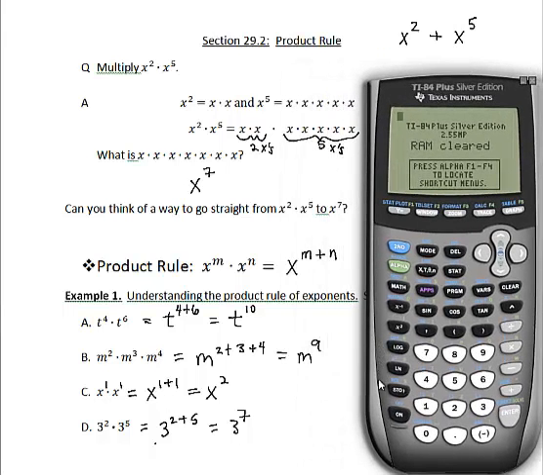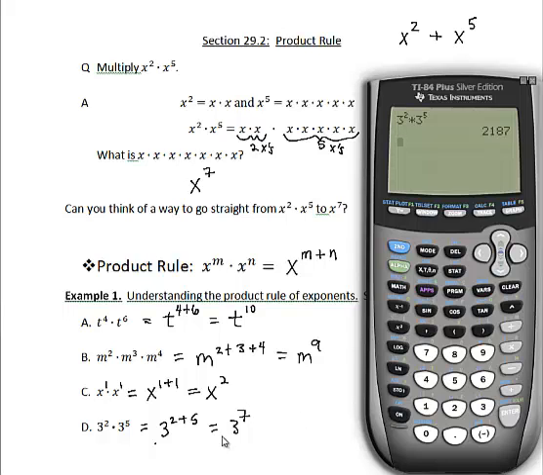If we bring up our calculator and we calculate 3 squared times 3 to the 5th, we could write it this way, the way it was given in the workbook. We get a pretty big number, 2,187, and we can compare that to just a single 3 raised to the 7th power, and we get the same result, 2,187. So the expressions are equivalent.